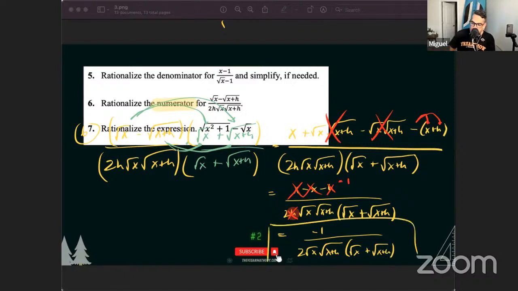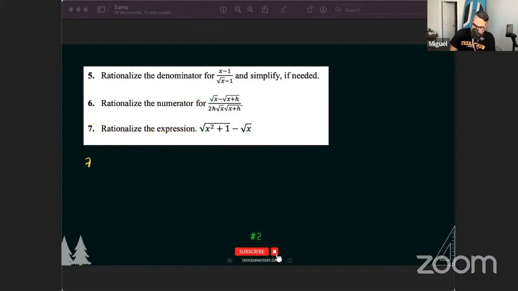Okay. And again, this is something that you see a lot of in calculus. In the very beginning stages of calc, you start taking limits and simplifying this is going to be very, very important. Knowing how to rationalize the denominator is going to be key. Okay, let's go to number 7. So we want to rationalize the denominator.